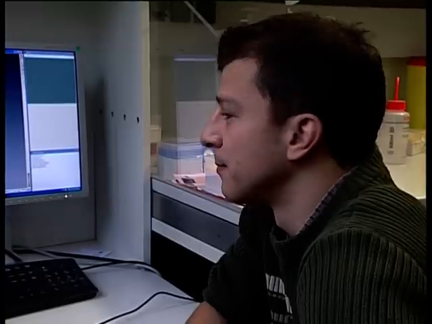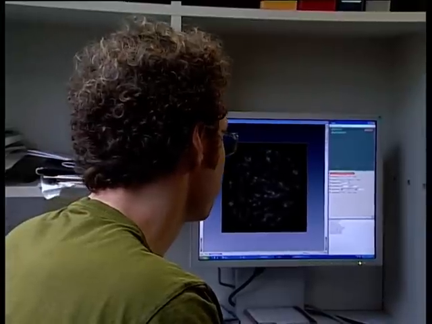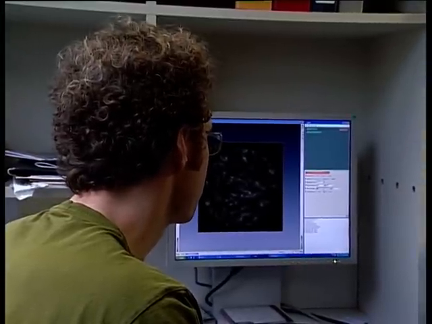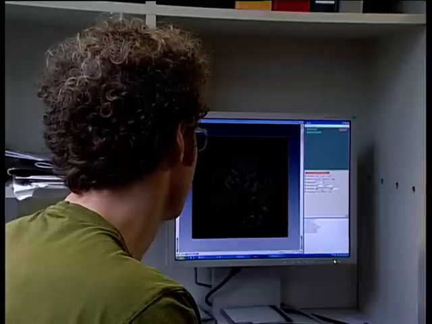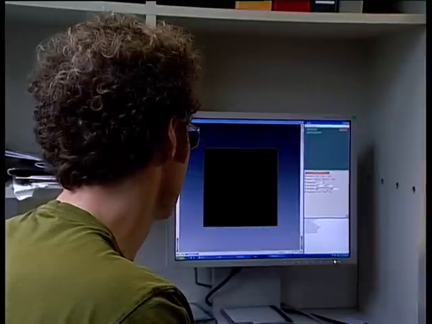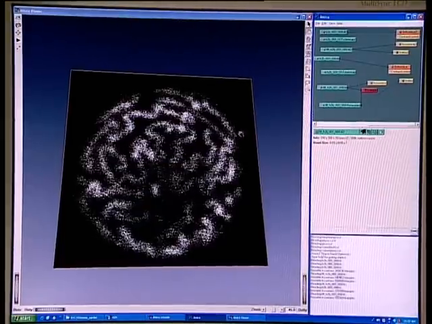So we will take another program that is designed to reconstruct and process. This is just one prophase stack. Okay, here I can see the chromosomes already. It's still very noisy, so we first adjust the contrast a little bit.